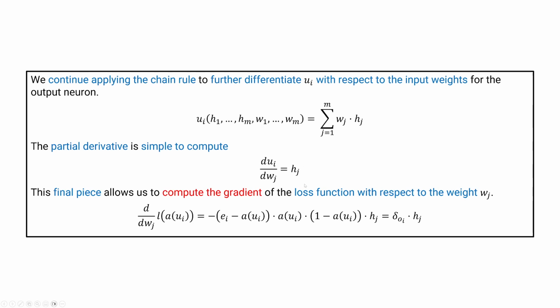So to finalize the gradient, we just take the delta of that neuron and we multiply it by the output of the neuron that's coming in along that weight.